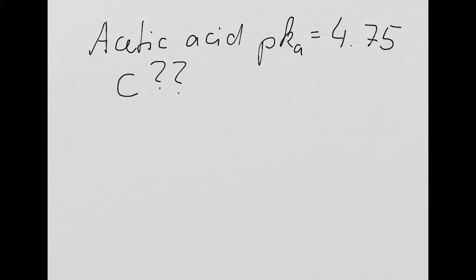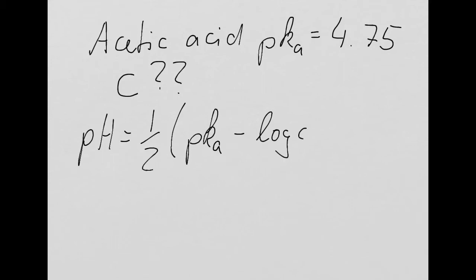What can we do? Well, what we can actually do is we can use our equation, because we are clever. We use this equation, pH equals half of pKa minus log concentration. And we simply measure the pH of this guy. So we find that here the pH is, say, 3.4. So all we need to do is rearrange this equation, our weak acid equation, and we need to find C.